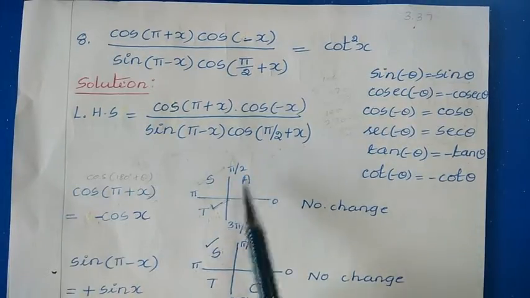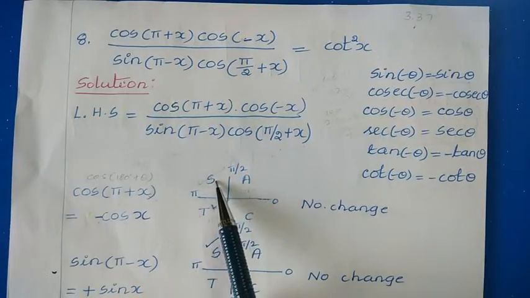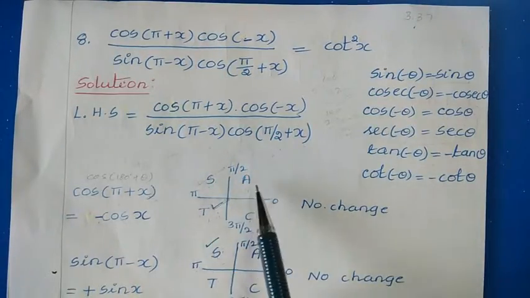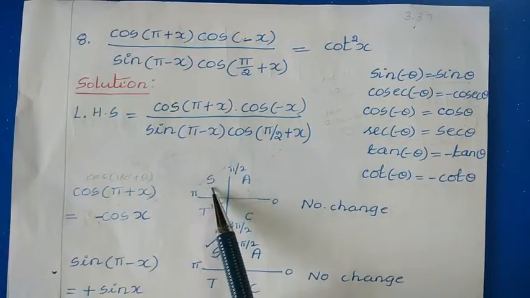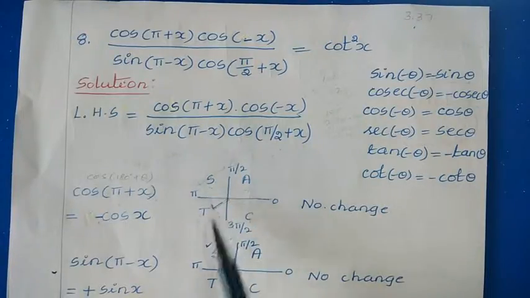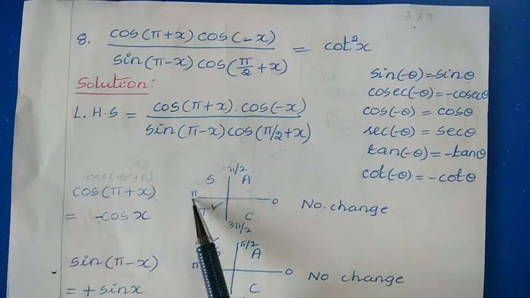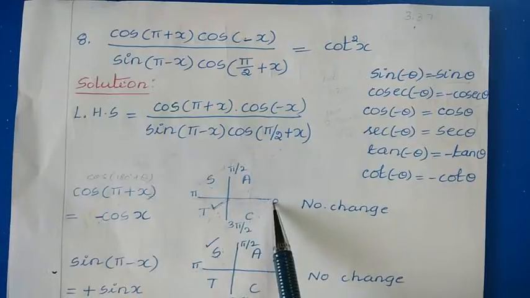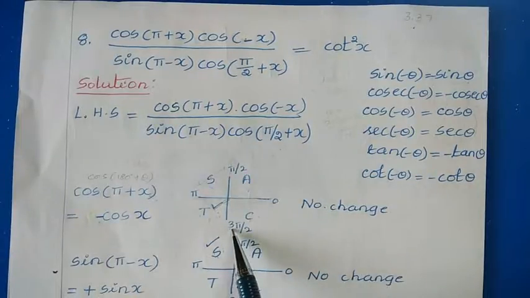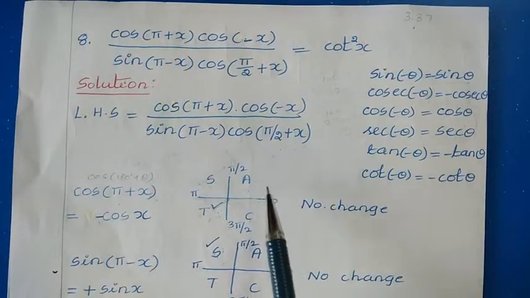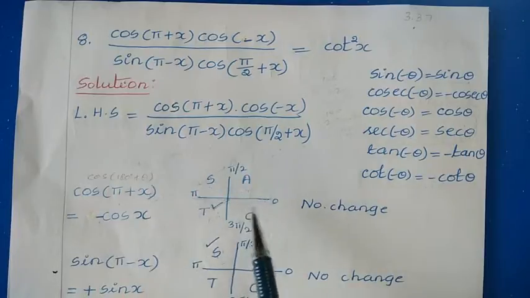First let us consider 4 quadrants. First quadrant, second quadrant, third quadrant, fourth quadrant. In the first quadrant, all are positive. Second quadrant, sine and cosec are positive. Third quadrant, tan and cot are positive. Fourth quadrant, cos and sec are positive. And here, if the value is on the x-axis, there is no change. And if it is on the y-axis, there is a change. That means sine becomes cos, tan becomes cot, and cosec becomes sec. So these things you have to keep in your mind while solving by the quadrant method.